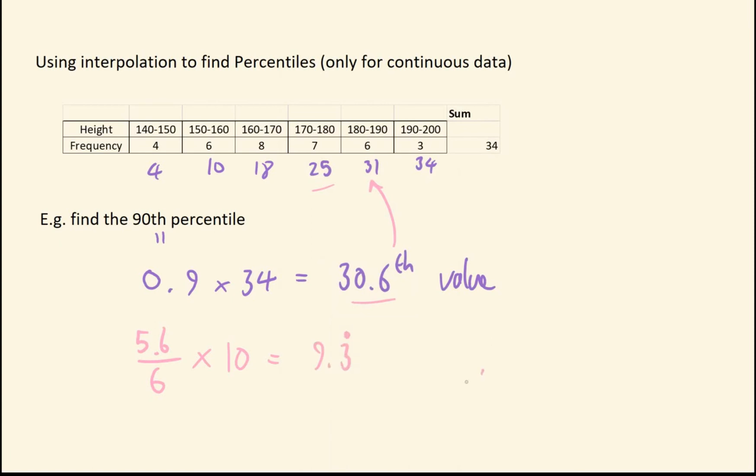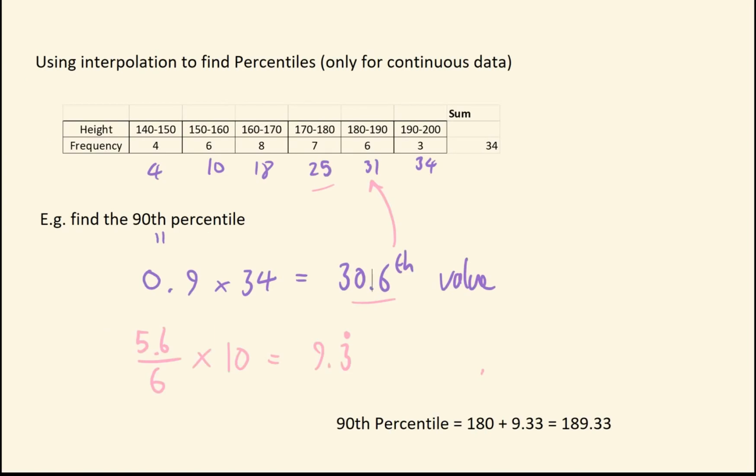So therefore the 90th percentile will just equal the start of the class, which is 180, plus this 9.3 recurring we just found out. And that's how you work it out. So the exact same idea, just have a slightly different start. I mean, all the steps the same as before. Okay, that was the first thing, interpolation. Again, you're asked it fairly commonly, so make sure you're okay with the method.